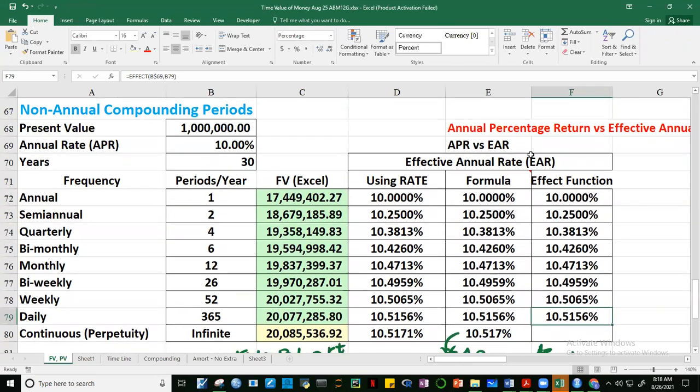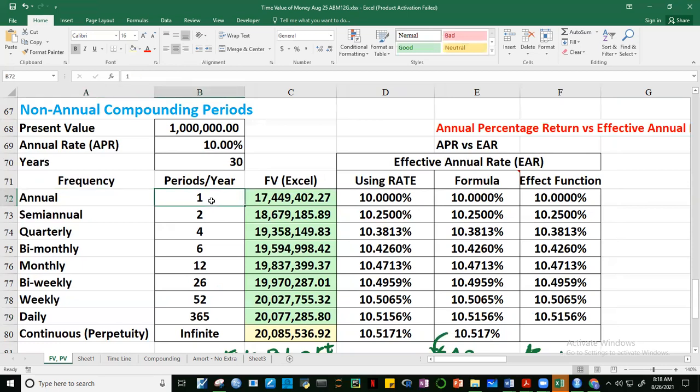Okay, so kailan lang nagkakaroon guys ng EAR? Nagkakaroon ng EAR kung meron tayong non-annual na compounding. Kasi the EAR and the APR will be the same if it's just annual compounding. Okay, ito 1 year lang. Notice na yung effective annual rate is the same as your annual rate. Pareho lang siya, 10, 10, 10, which is the same as your APR. So walang difference yung EAR natin at saka APR if we have only annual compounding.